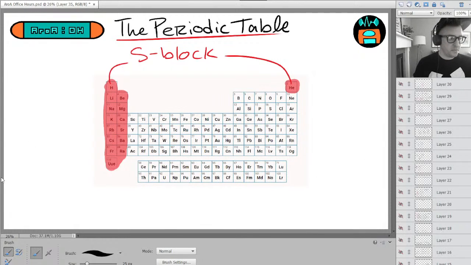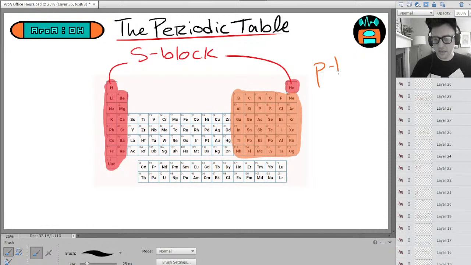The next block on the periodic table I'm going to highlight is the rest of the main group. This is the P block right here. All of our transition metals fall into what is known as the D block.